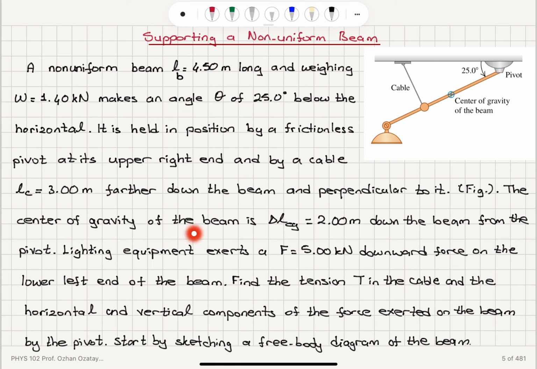The center of gravity of the beam is delta L sub CG equals 2.00 meters down the beam from the pivot. So the center of gravity is here. Lighting equipment exerts a F equals 5.00 kilonewtons downward force on the lower left end of the beam. So there is a downward force here. Find the tension T in the cable and the horizontal and vertical components of the force exerted on the beam by the pivot. Start by sketching a free body diagram of the beam.